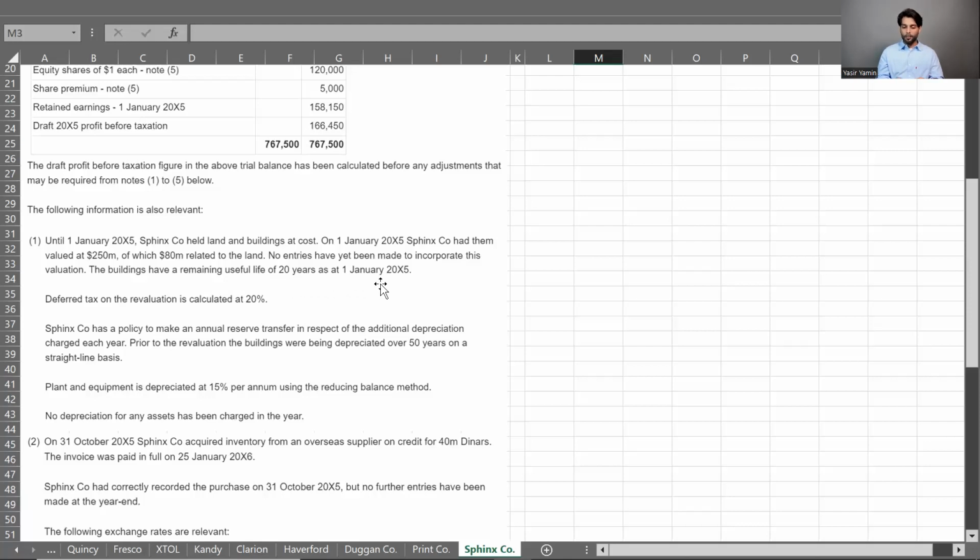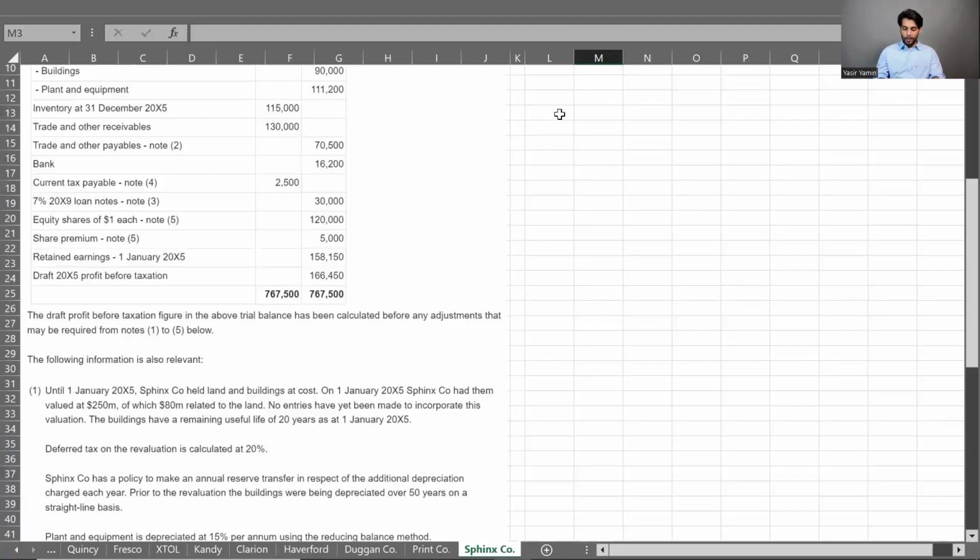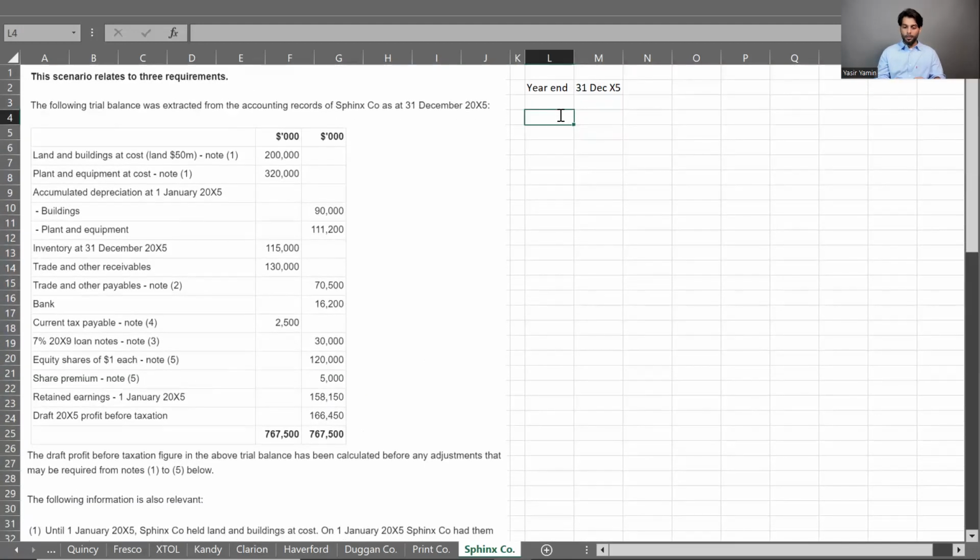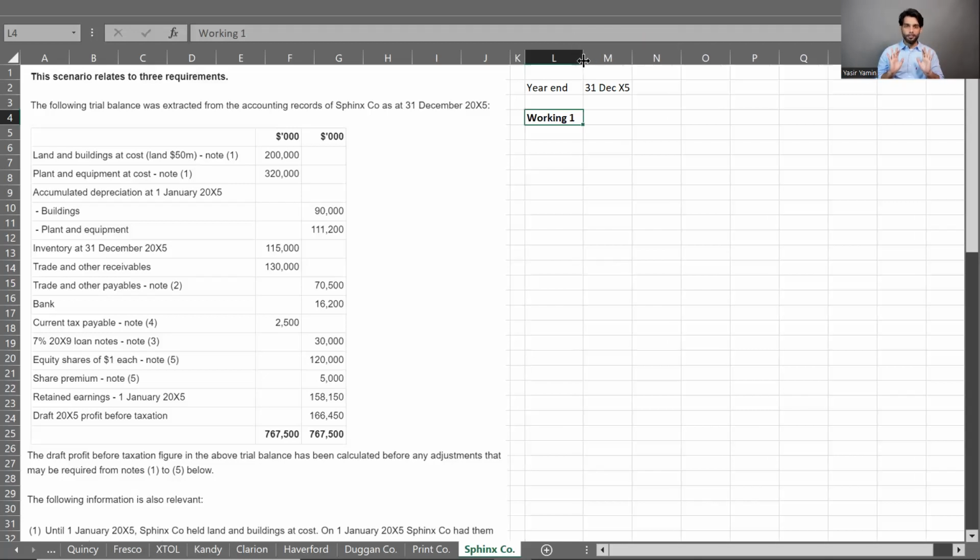Now, what is going on here? What I would do is go to my spreadsheet above and write working number 1. I will just bold it. Why am I bolding it? So that it clearly represents a heading to my examiner. Done. Now we have two things in question. Number 1, we have land, and the other one, we have buildings.